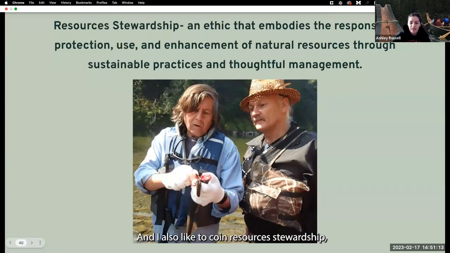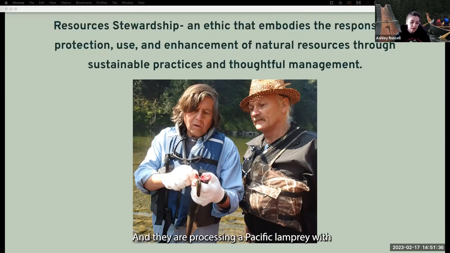And I also like to coin resources stewardship, which is an ethic that embodies the responsible protection, use, and enhancement of natural resources through sustainable practices and thoughtful management. And pictured here is our chief, Doc Slider. He's holding a Pacific lamprey, and one of our tribal chairmen, Doug Barrett.